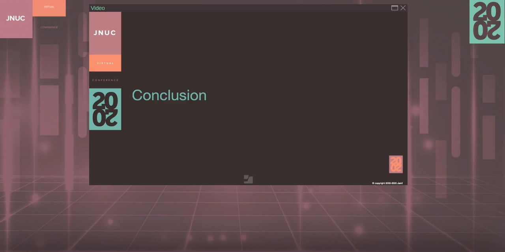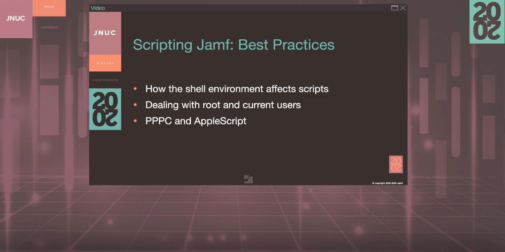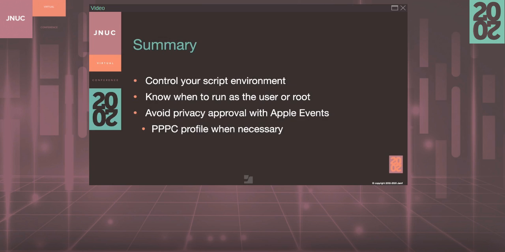So to finish, we talked about the shell environment, we talked about users, and we talked about the PPPC, privacy protections, and scripts. The way to work around all the different environments is to control your environment. Instead of just assuming the environment exists, make sure you set the environment, like the path variable, in your script before you use it. Get the current user, get the home directory. Don't think it's already done for you by some magic shell process.